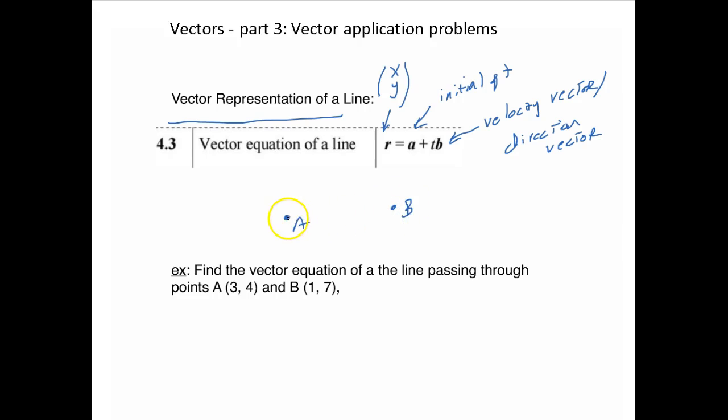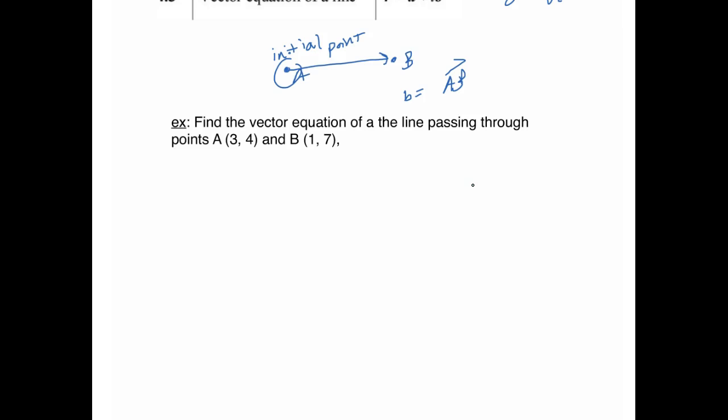Alright, so I give you a vector here, A, B, and we're going from A to B. This is my initial point. B is not the B there though. My B here would be the vector AB, because that's the velocity vector, that's where you're going. So this would be my A in that equation. My B would not be that B, it would be the vector AB.